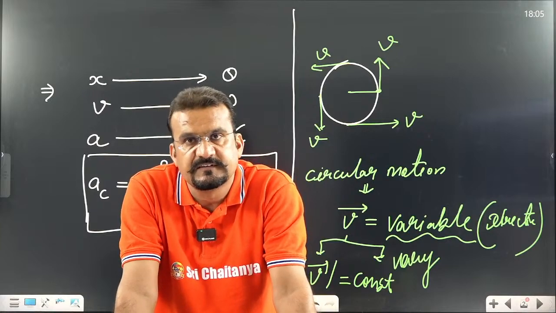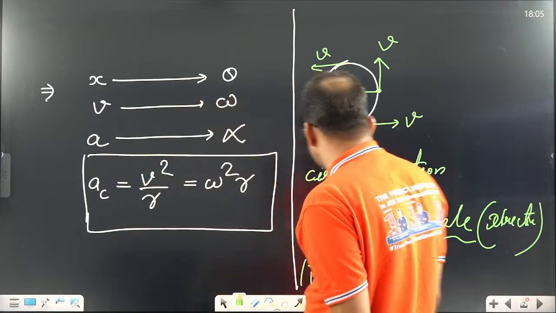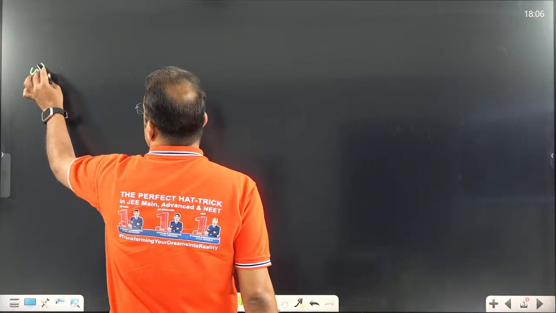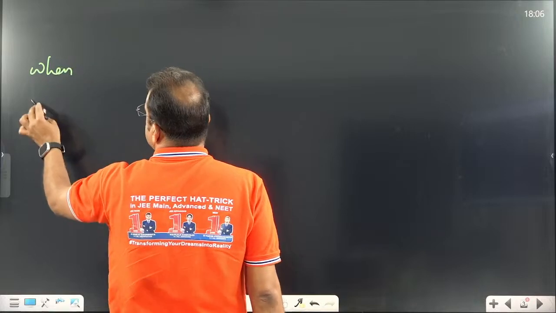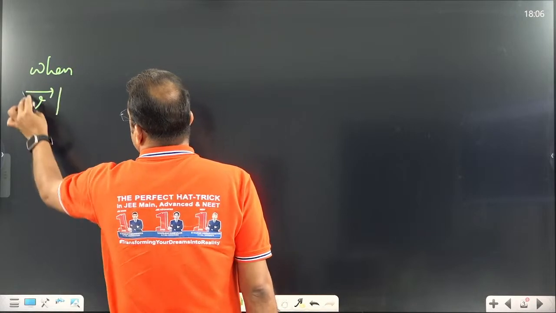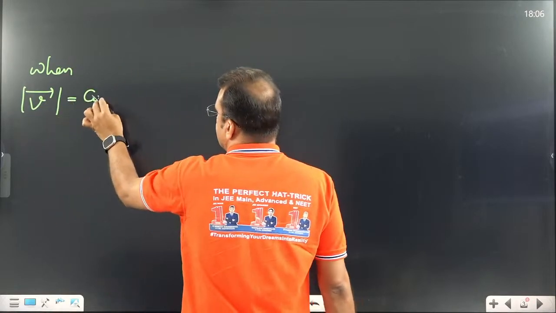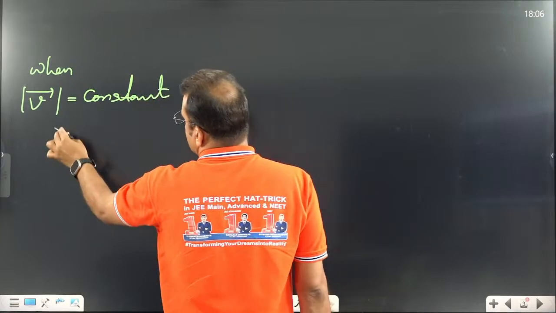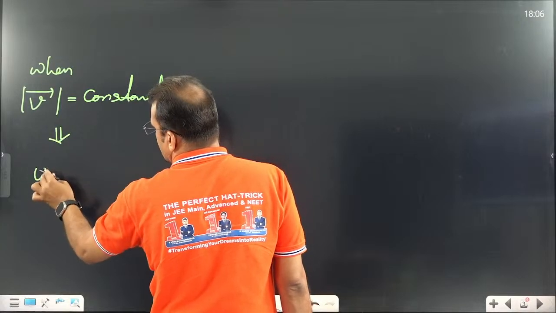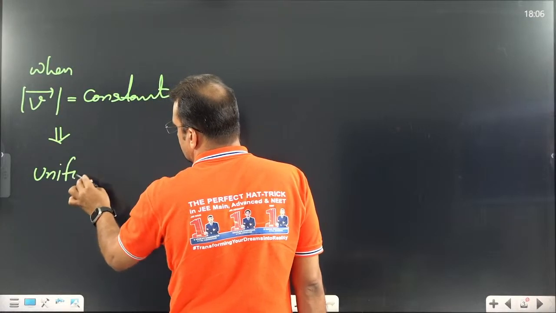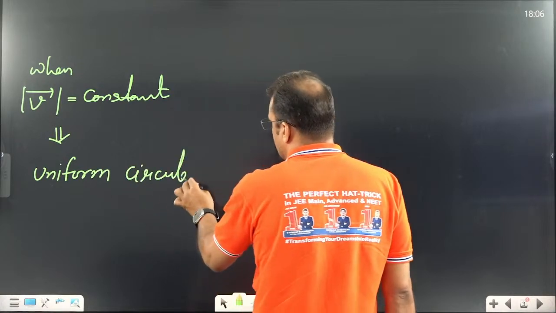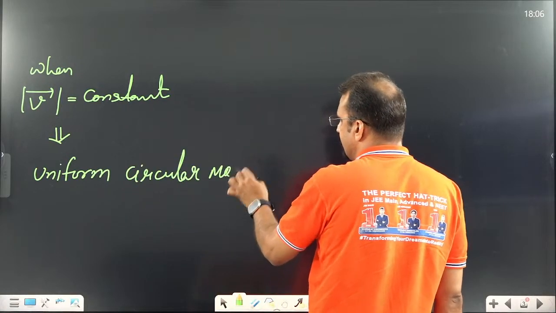So today we will discuss a different type of circular motion. What is that? Yesterday we discussed, very important, when V is constant. V means speed is constant, the magnitude of velocity is constant. It means this is called uniform circular motion. Very, very important.